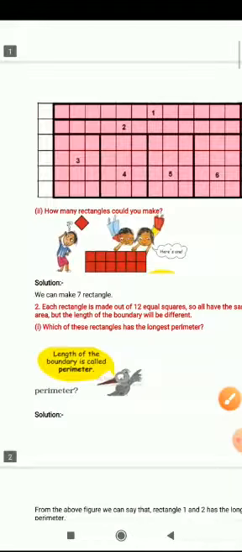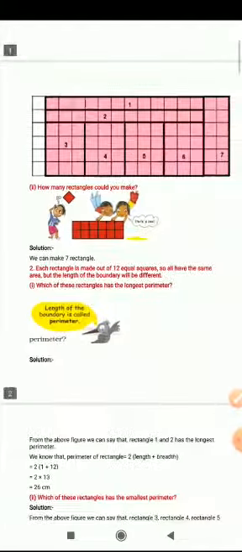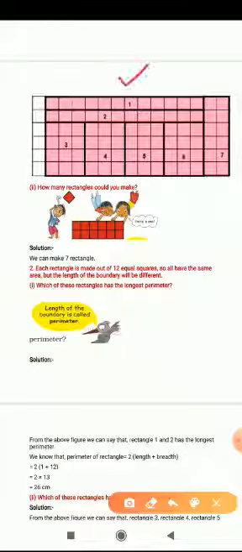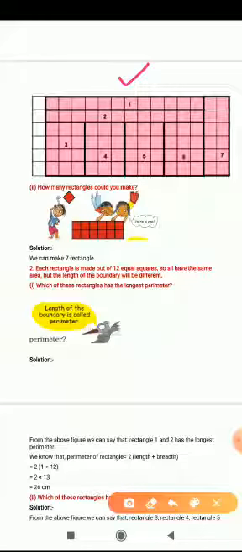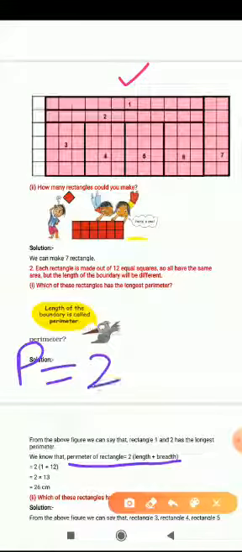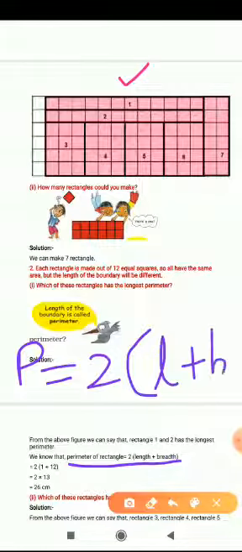So here you can see that in first rectangle, this one, our formula is perimeter of rectangle is, I am writing perimeter P. For perimeter P, that is equal to 2 times length. For length I am writing L plus for breadth I am writing B. Okay. Now how you can solve this example?